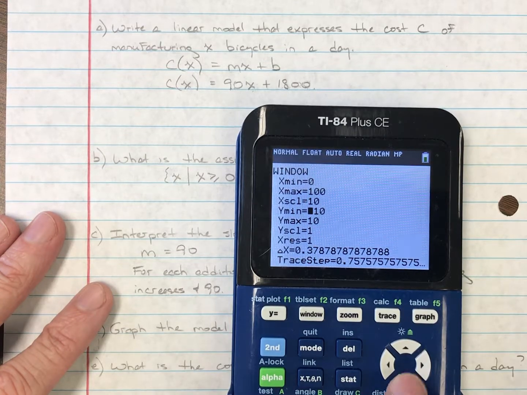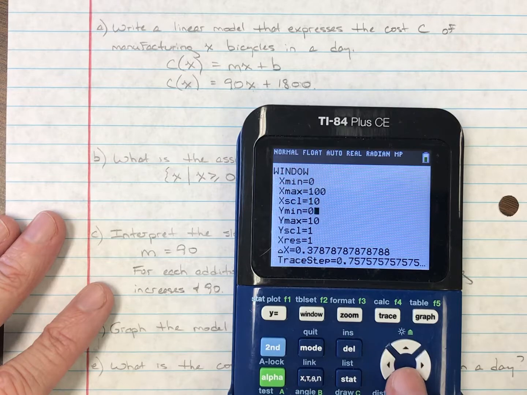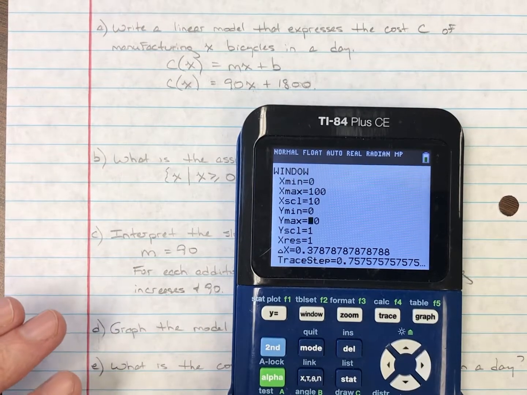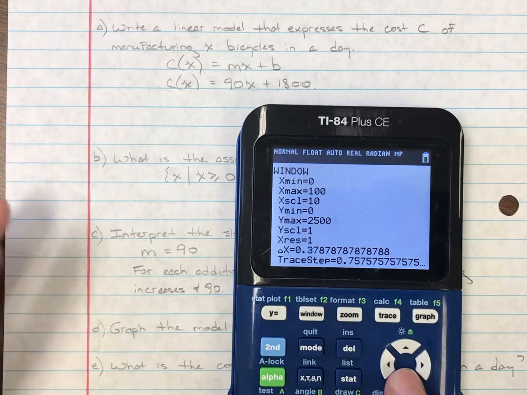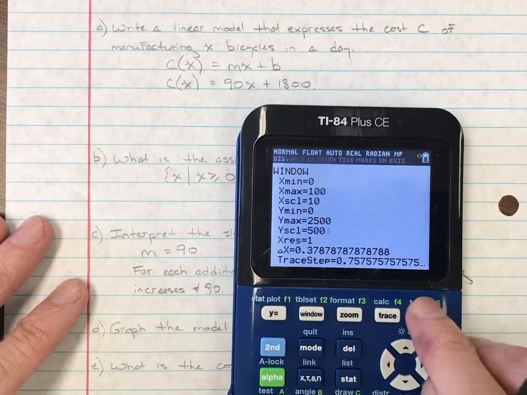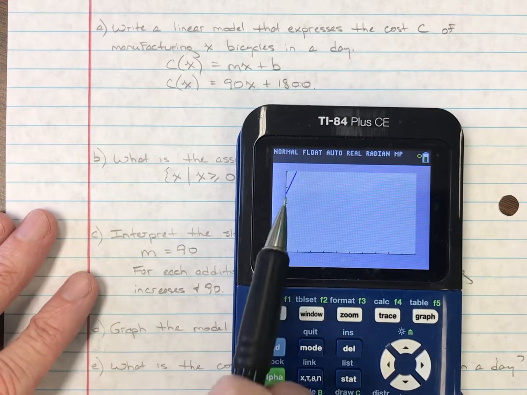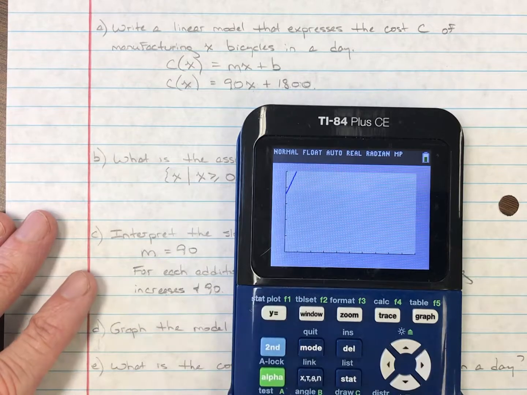My y, of course, starts at 0. Well, hang on a second. Well, we'll go from 0, but we know if I make 0 bikes, it costs $1,800. So I better max out pretty high. I'm going to max out at 2,500 just to see it. Okay, I know I start at 1,800, and I'm going to count this off by 500s. Let's graph that. Whoops, that didn't do much for me there. You can see I only have a little bit in the corner there.